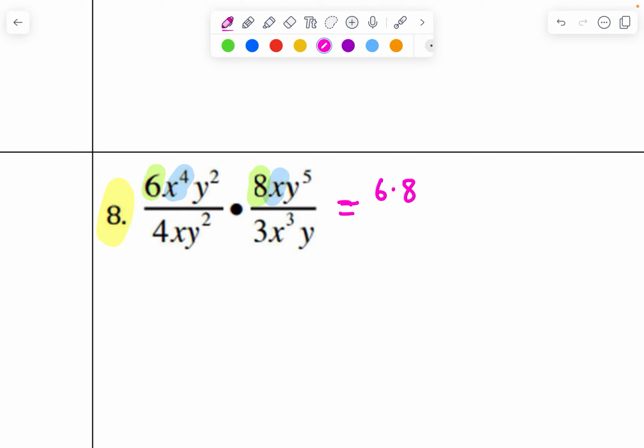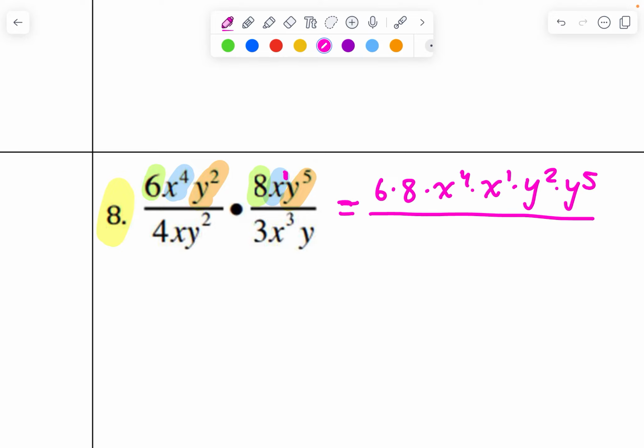I'm going to multiply the x's together. So x to the fourth times x to the first, that's what this is. And then I'm going to multiply the y's together. So y to the second times y to the fifth. I'm going to do the same thing in the denominator. Multiply these together, 4 times 3. Multiply these together, x to the first times x to the third. And then I have y to the second times y to the first. Boom. I just rewrote everything so that I could easily see what I'm multiplying together.